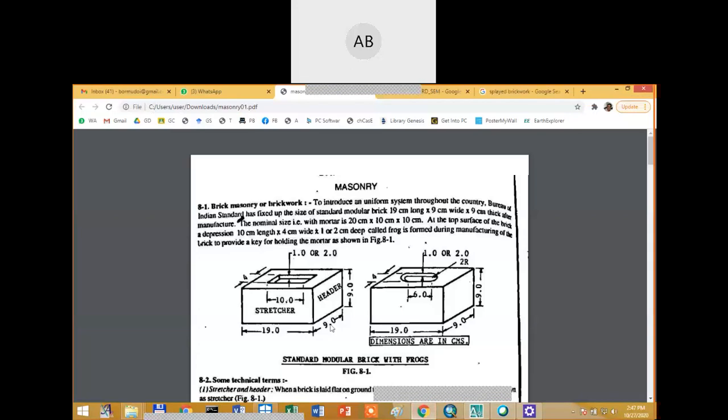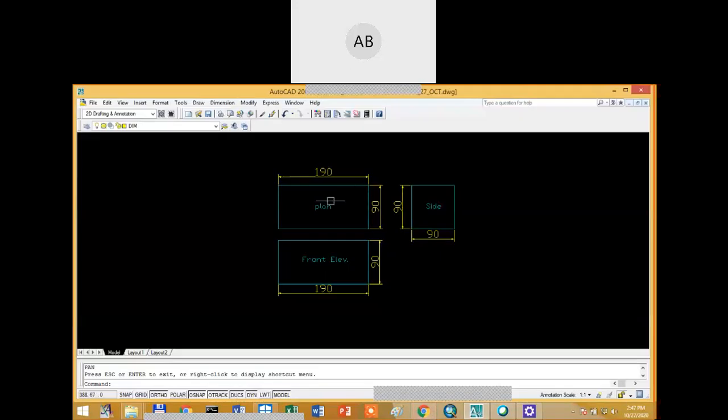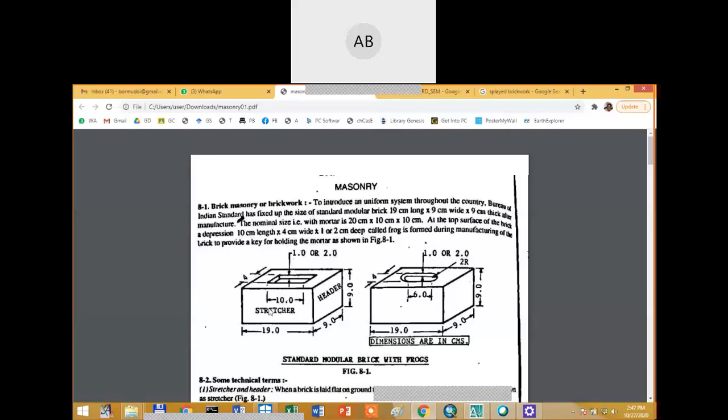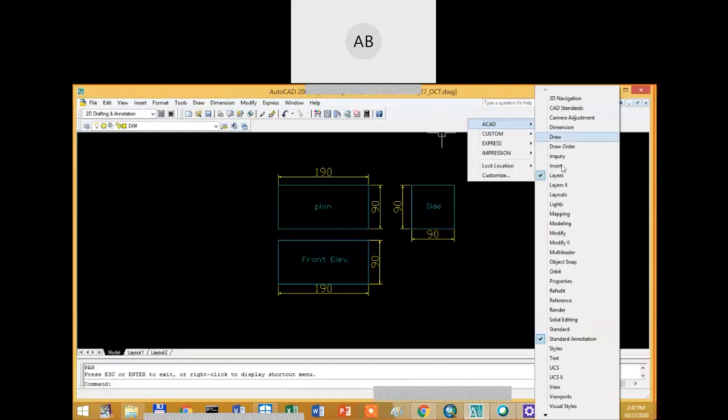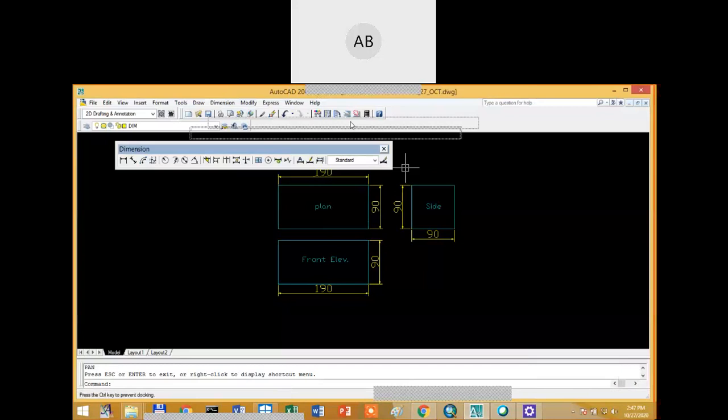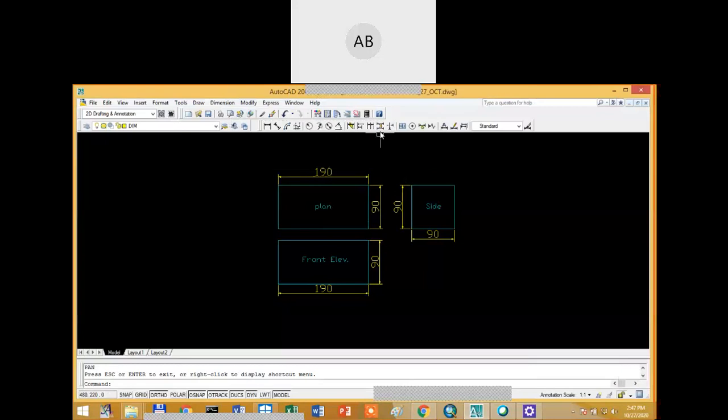This is the plan view, 90 by 190, this one. Front view. This is the front view, the stretcher side. This is also 90 by 190. Is it? If I want to move these dimensions, I can click dimension like this, or this one, dimension text edit, click here, and then bring it down.